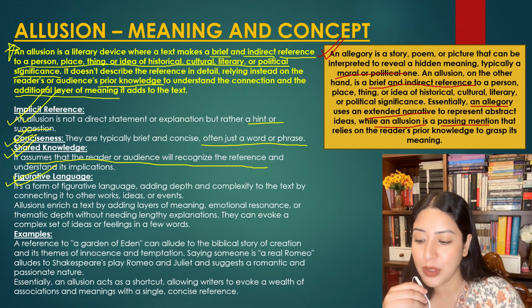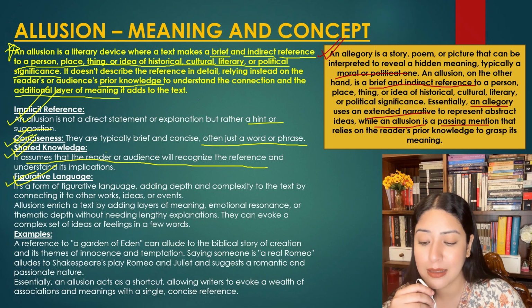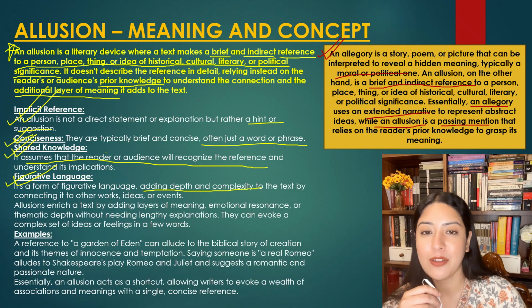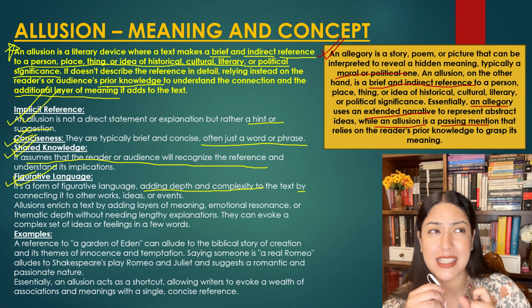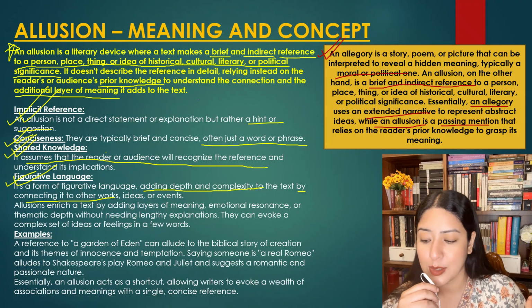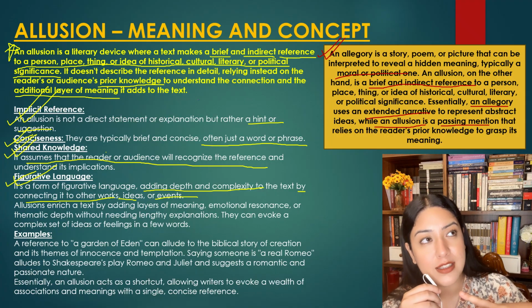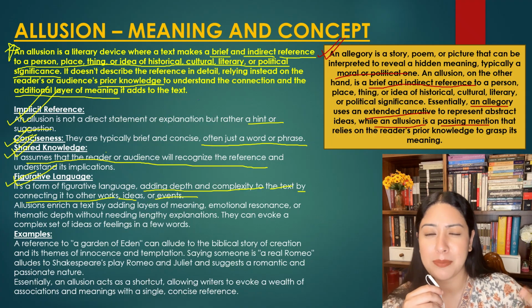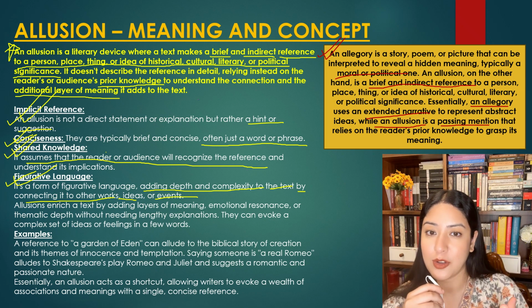Okay, so it's a form of figurative language adding depth and complexity to the text by connecting it to other works, ideas, or events. And this is the thing about literature. It's all encompassing. Like I said, it's connected to all the other subjects. So in allusion, when you're drawing or referencing or alluding to different ideas, people, personalities, cultures, and histories, when you're mentioning them, it actually highlights the knowledge that you have.